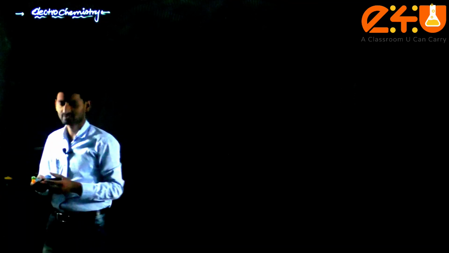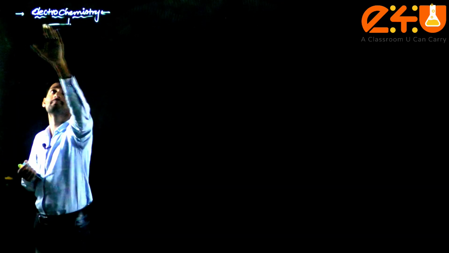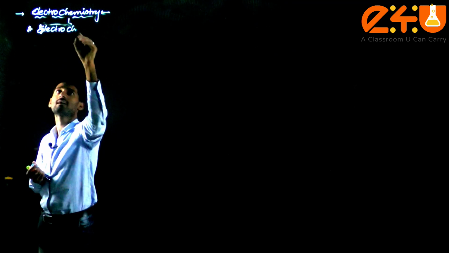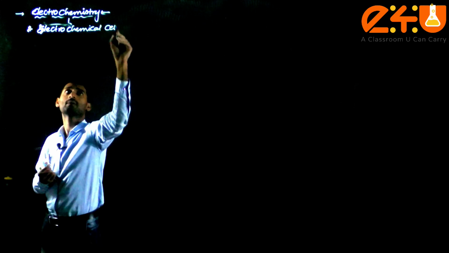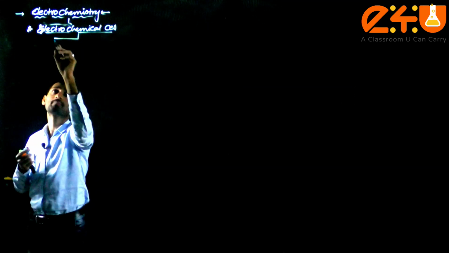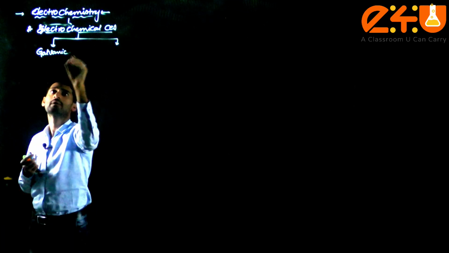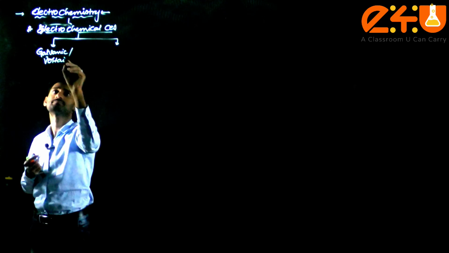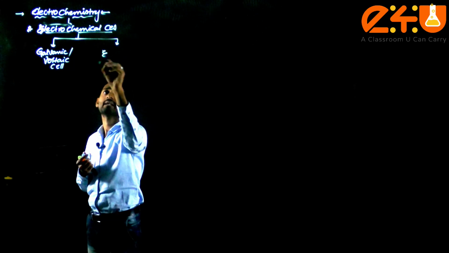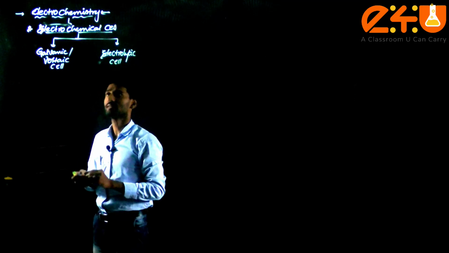Generally in electrochemistry, mainly we have to study the electrochemical cell. In that electrochemical cell, we subdivide into two types. One is galvanic, also known as voltaic cell, and the second one is the electrolytic cell. This is very important.